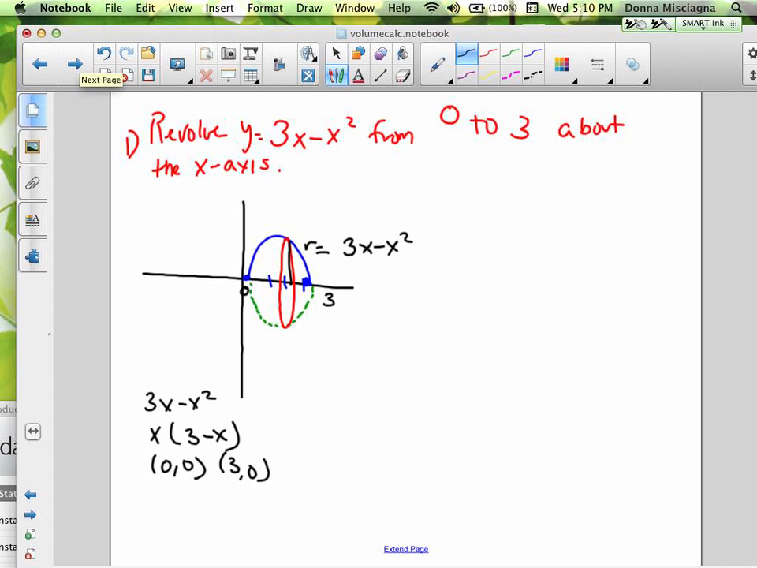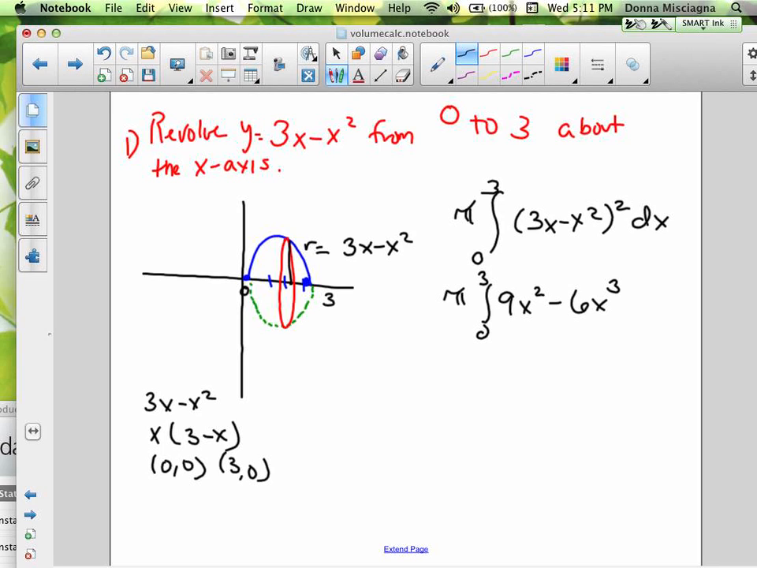So now I'm just going to integrate. We've got pi times the integral from 0 to 3 of 3x minus x squared, all squared, dx. I have to square that. I'm going to try to square it in my head. It's going to be 9x squared, and then minus 6x cubed, because I'd have a 3x times a negative x and a 3x times a negative x. That'd give me negative 6x cubed, and then plus x to the 4th, dx.